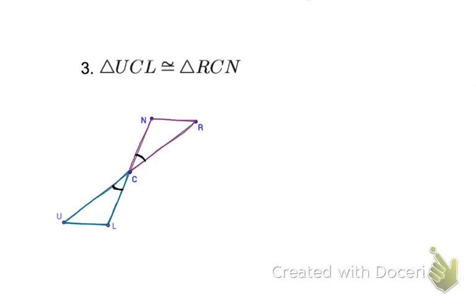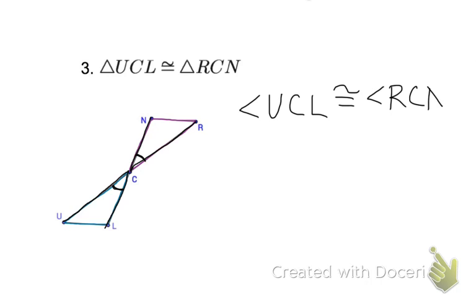So I'm going to name the angle in the blue triangle. I could either start with letter U or L. I'm going to start with U and go UCL. So angle UCL is congruent to, I'm going to look at the purple triangle now, and I'm going to start with RCN. So those two angles are congruent because they are vertical angles.